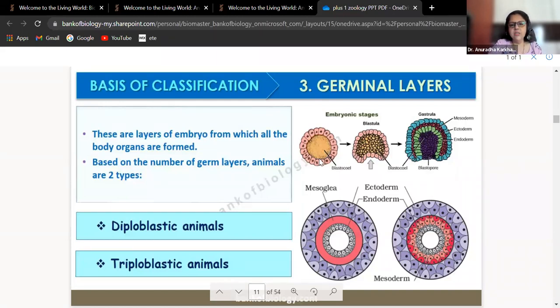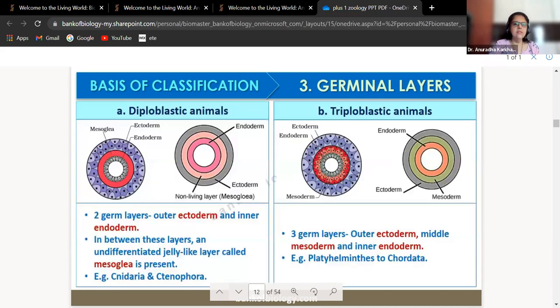This is a blastocyst. This is your inner cell mass and trophoblastic cells, and now gastrulation is taking place to form ectoderm, mesoderm, endoderm. You know all these things, correct? Which will give rise to two different types of germ layers. Okay, so what are those? What is diploblastic and what is triploblastic?